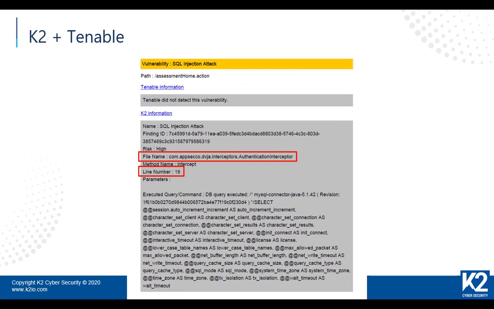On this page, we see a detail page on a vulnerability that was found by K2, but Tenable did not detect this vulnerability, an SQL injection vulnerability. Once again, we provide the file name and line number in code to help remediate this vulnerability quickly.